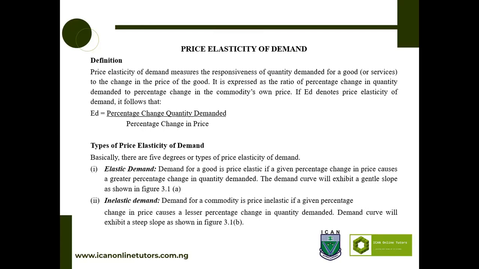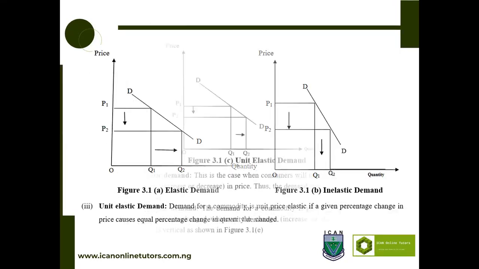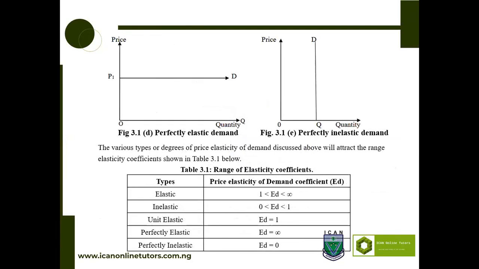So the percentage change in the price will cause a greater percentage change in the quantity demanded. This is illustrated in the table below. While under the inelastic, any percentage change in price will cause a lesser percentage change in quantity demanded. We have the unit elastic.